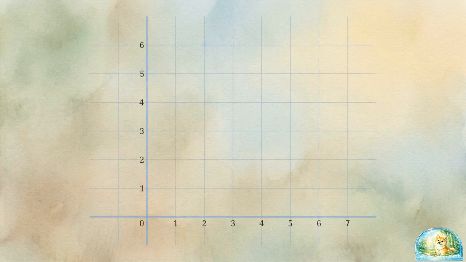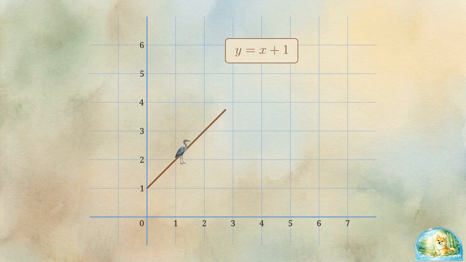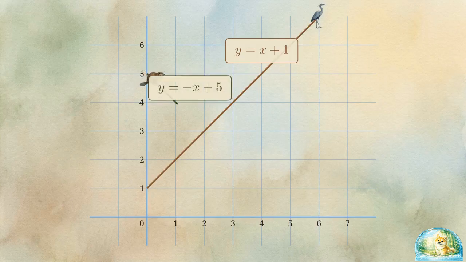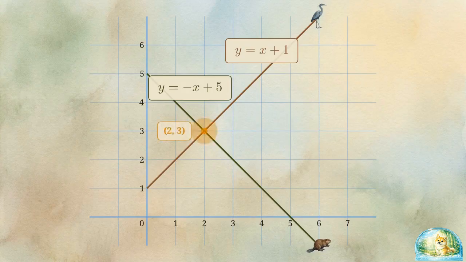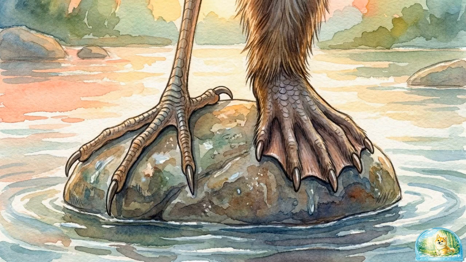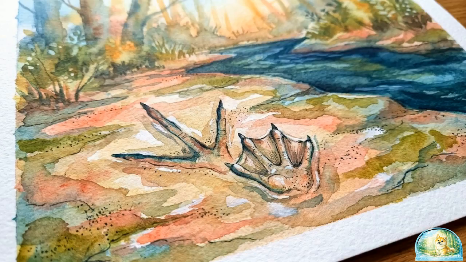This grid shows two rules mapped as paths. First, y equals x plus 1 is a heron's trail with a positive slope. Second, y equals negative x plus 5 is a beaver's downward path with a negative slope. They intersect exactly at 2, 3. That coordinate is the single point on the entire grid where the heron's path and the beaver's path overlap. It is the only mathematical solution that makes both equations true at the exact same moment.